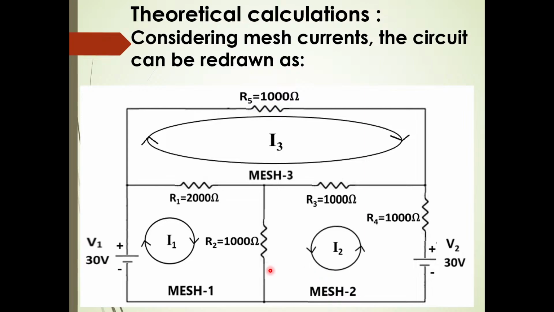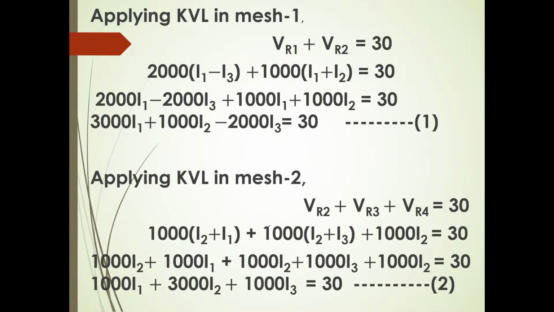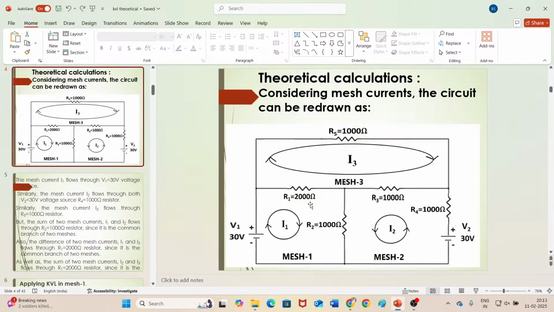Now let us apply KVL in each mesh. Now let us apply KVL in mesh 1. So what did I say in mesh 1? There was a voltage source of 30 volts, and R1 and R2 were there. I will just copy that image here so that it will be easy for you to understand how to write the KVL equation.